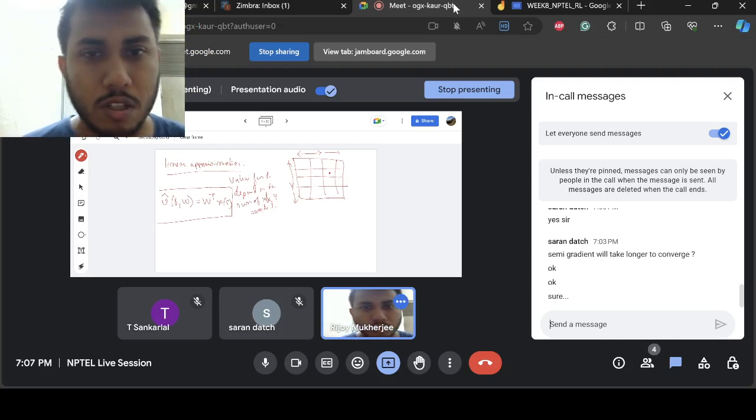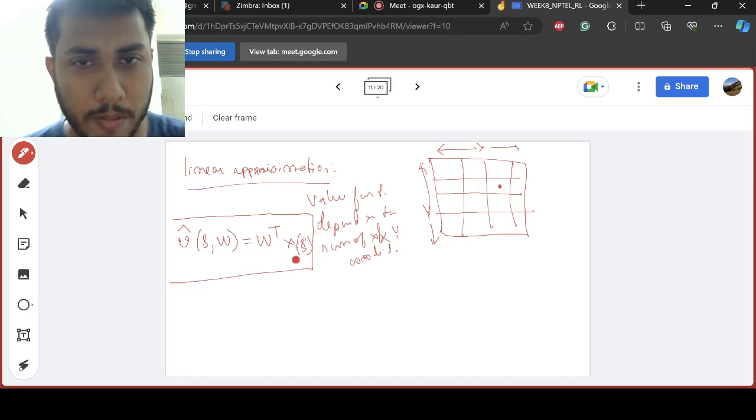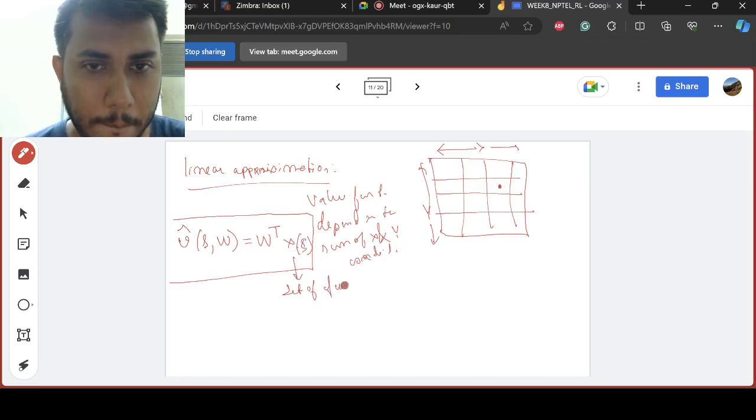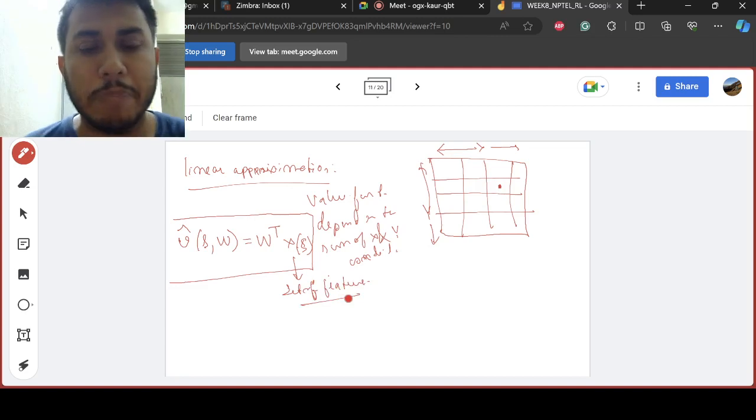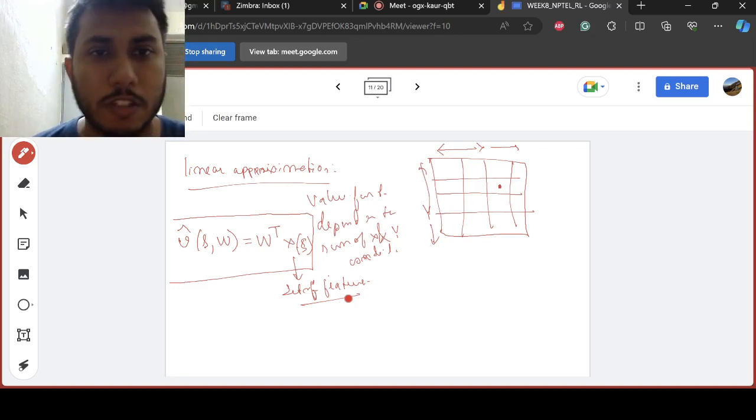Right, so this is how. So what is xs? Xs is your set of features. It is basically your set of features. Now let me give you an example of how features work.